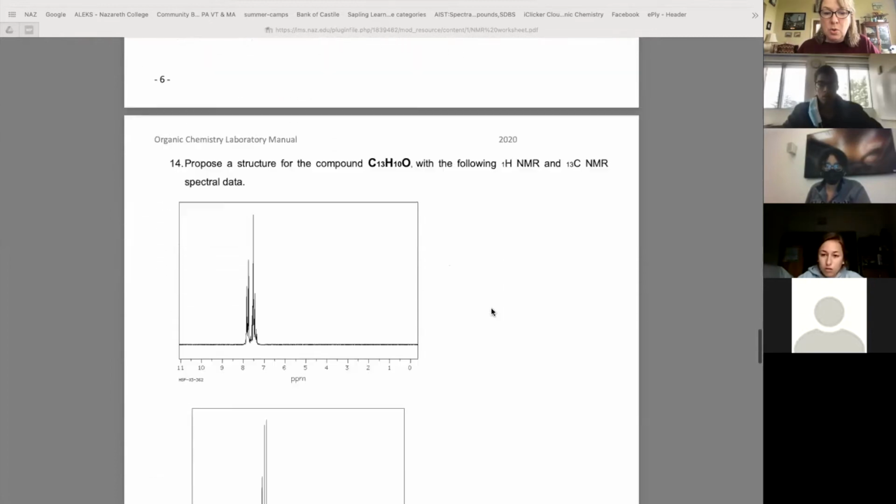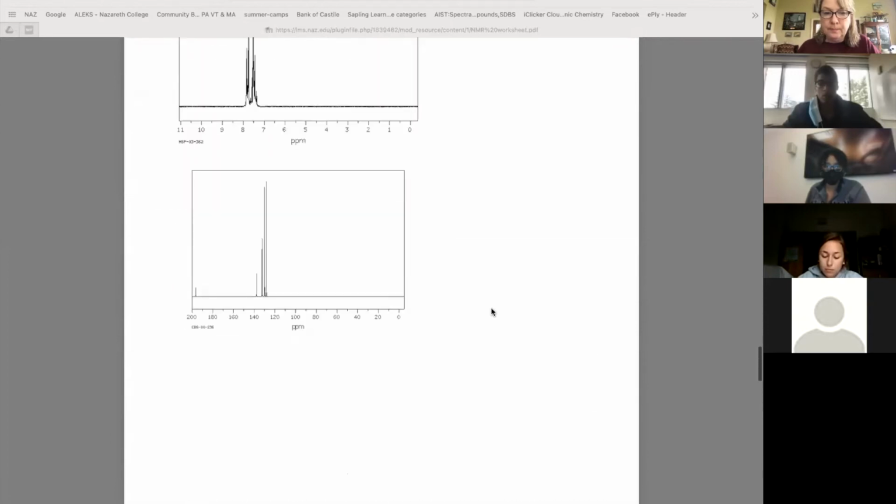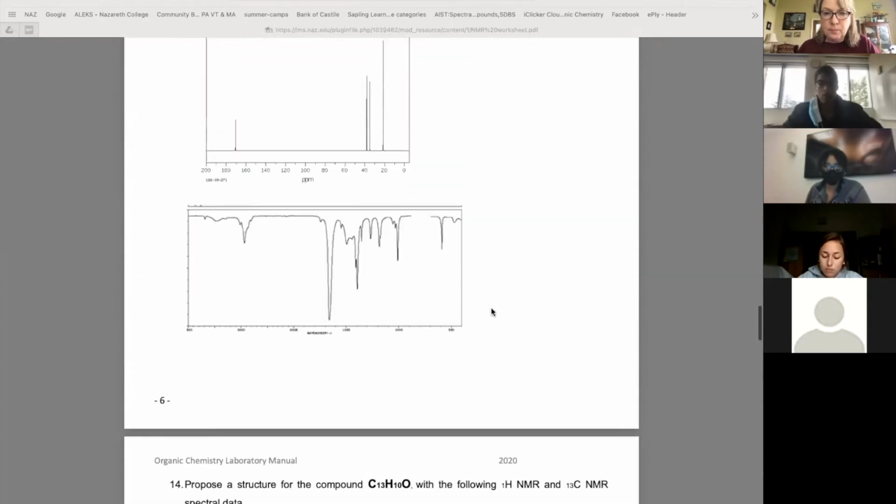I want to know the shape of all functional groups and how to know that, and whether it's up or down peaks and left, right, or middle. You will never have up peaks in IR. They're only down. You logged in late, but I did show that.